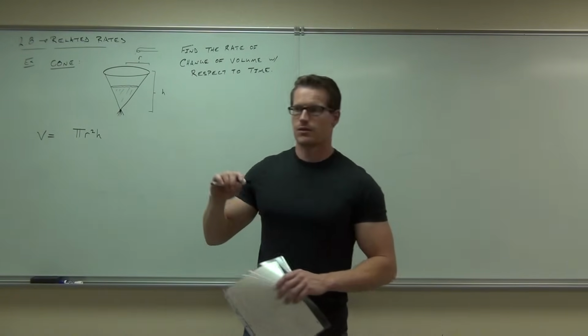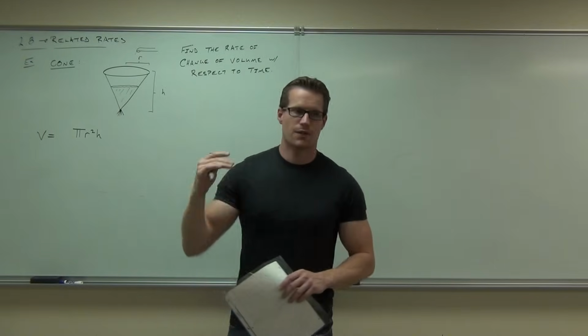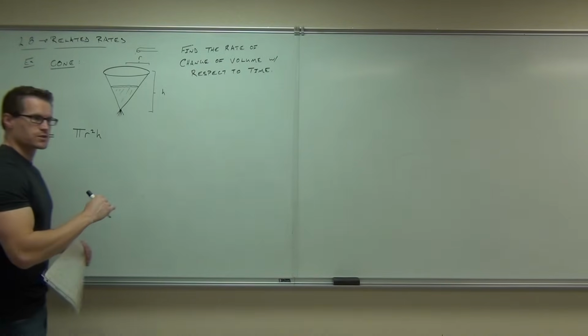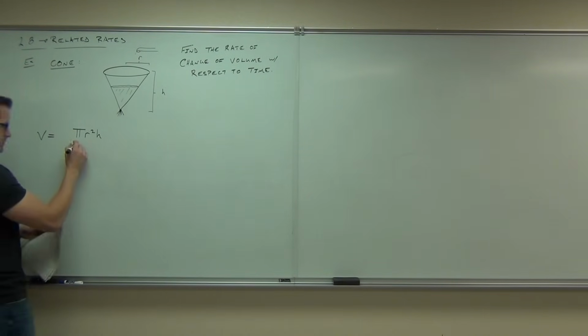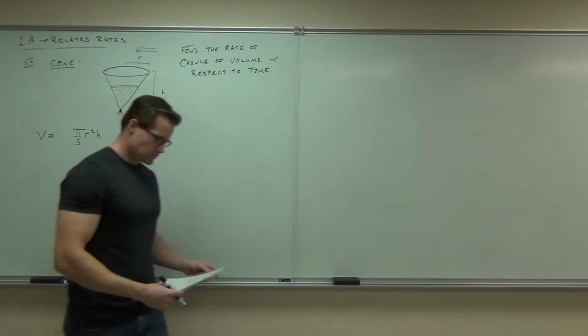To find the volume of a cone, you cut that in thirds. So it's 1/3 pi r squared h, or pi over 3 r squared h.